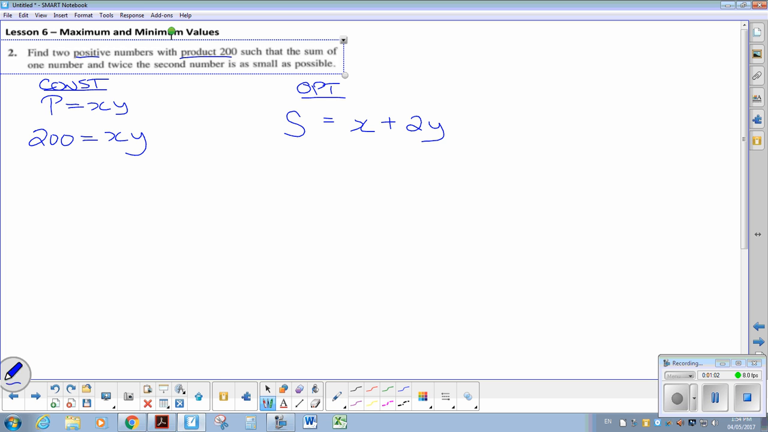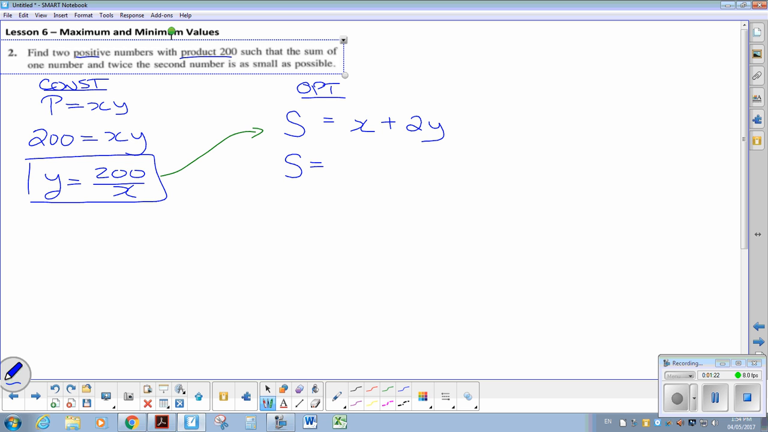We never want to do an optimization with two variables, so I'm going to have to do a replacement. So over here, it doesn't really matter which one you replace with. It's going to be the same amount of math. So let's say y equals 200 divided by x. So there's the constraint equation. That is going to go into my optimization equation.